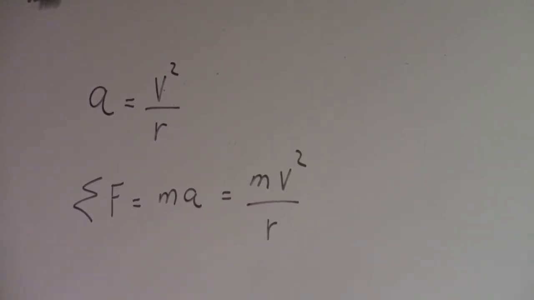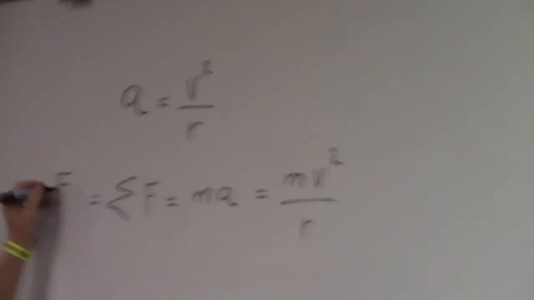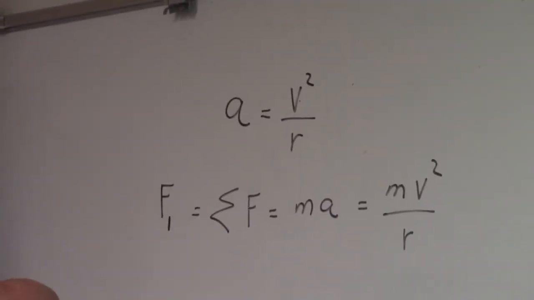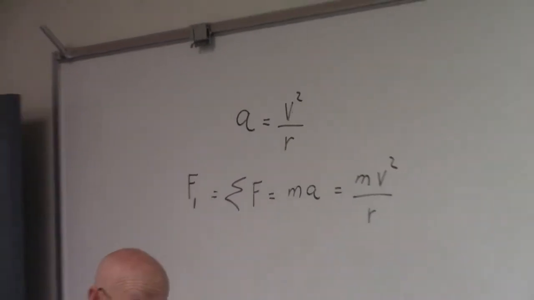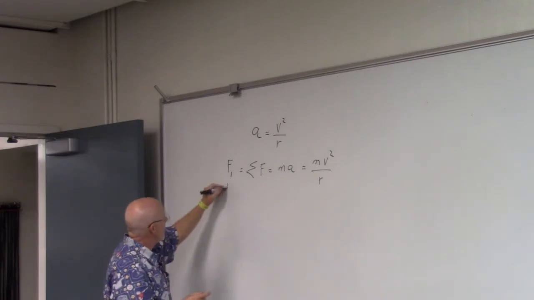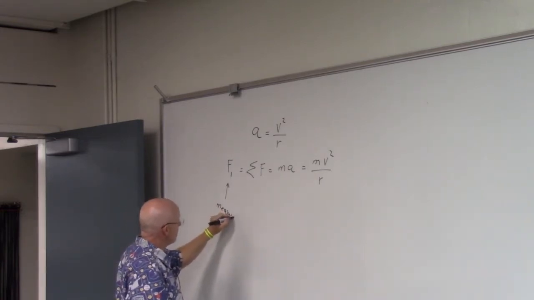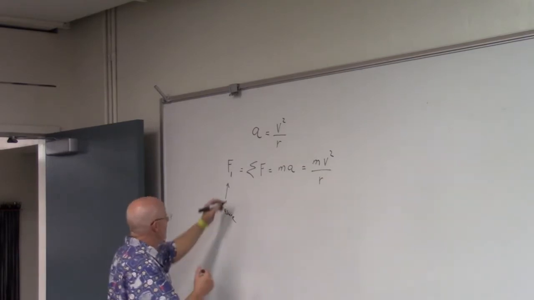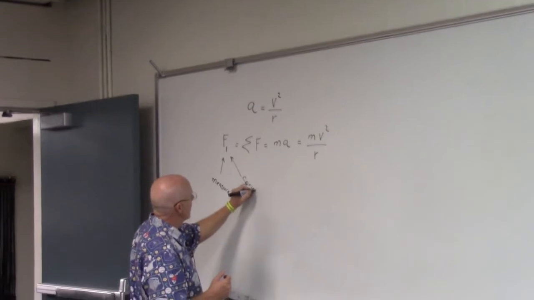So here's how we're going to do today's lab. Today's lab, we are going to run an experiment that only has one force on the object. And I should say, only one horizontal force, because we are going to measure this. And in a second here, I'll show you the equipment. This force is coming from a spring.